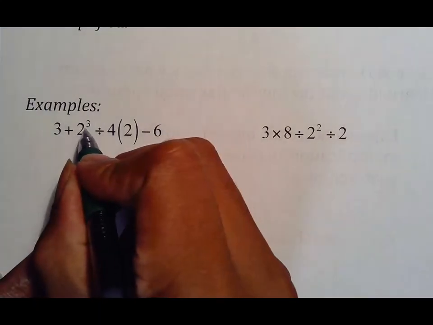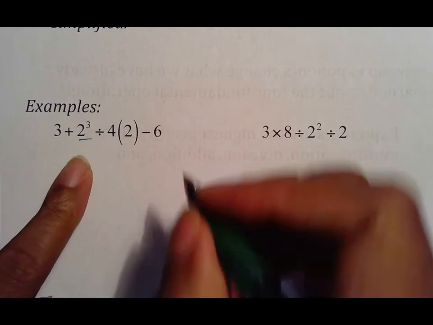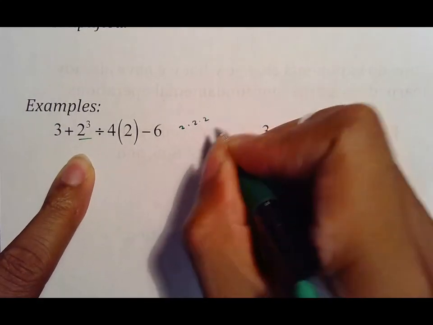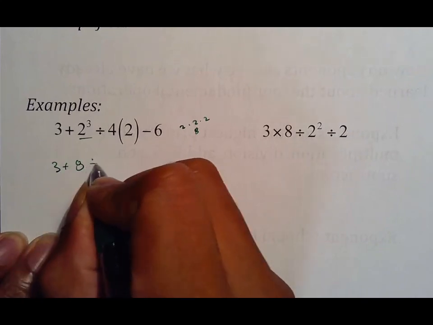The first thing I notice is this little number that just doesn't seem to fit everything else. And so when I see that number, I'm going to expand it out. 2 times 2 times 2 is 8. Then I'm going to rewrite everything as it is.